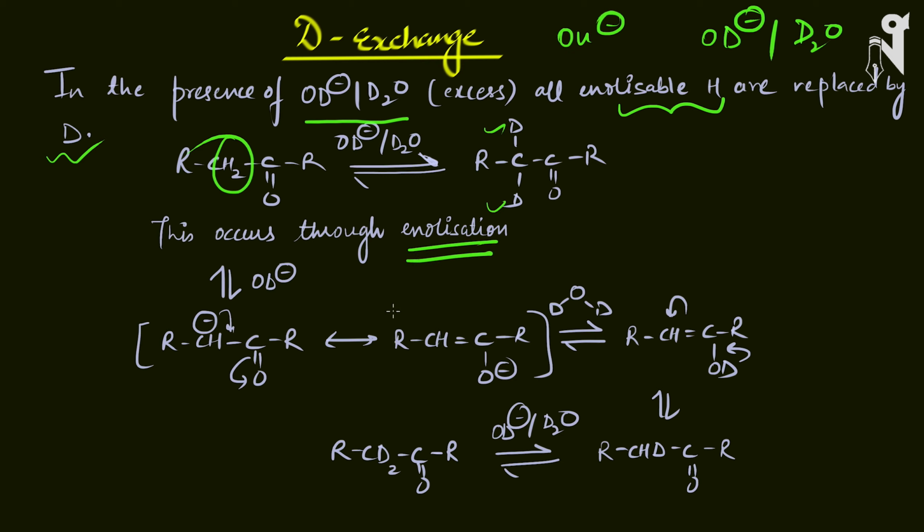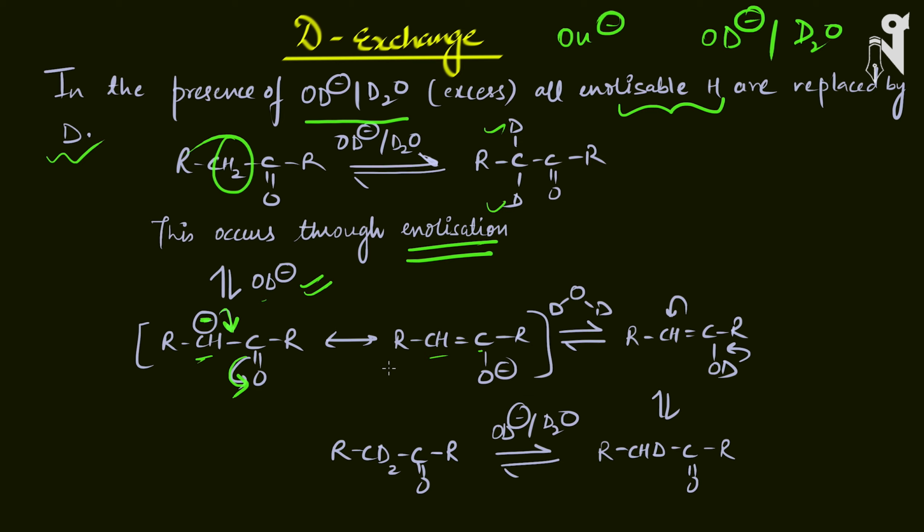How? Let's understand. So first of all, OD minus will come into the picture, and in the presence of the basic medium, what exactly is going to happen? This OD minus will pull away the hydrogen from this carbon where the enolizable hydrogens are, and this carbon will become a carbanion, and this carbanion will try to form a pi bond over here. In that process, this carbonyl group will break. This will become CH double bond C. You remember this? We have done this basic medium mechanism earlier also, where I had explained to you how enolization takes place in basic medium. So exactly the same procedure it is following.